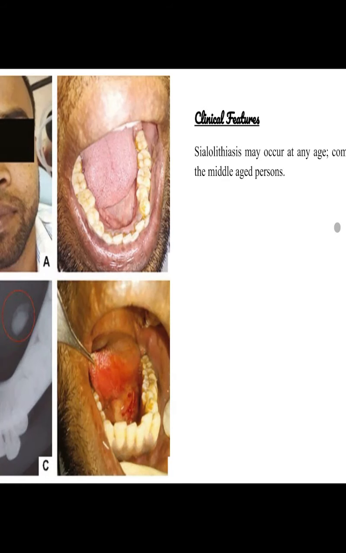Clinical features: it's most commonly seen in middle-aged people. When a major gland is involved, there will usually be pain present. Why does the patient complain of pain? Pain and swelling happen during and after eating, due to obstruction of the gland preventing the salivary flow and increasing the pressure, thus producing pain. On examination, the stone can be easily palpated, especially if it's in the peripheral aspect of the duct.